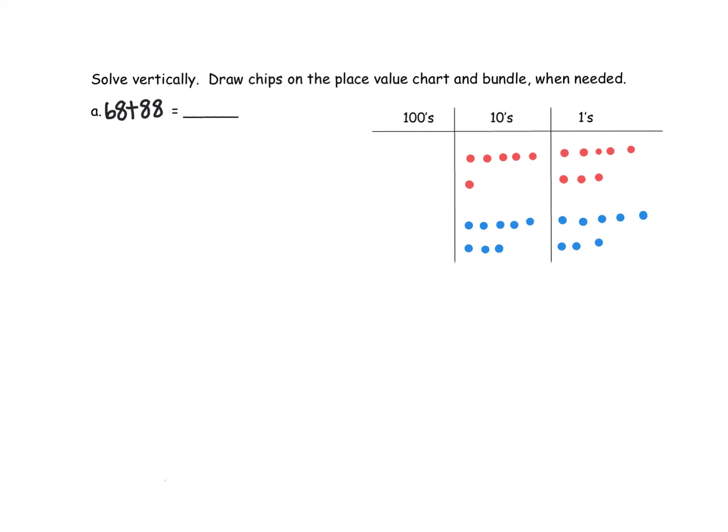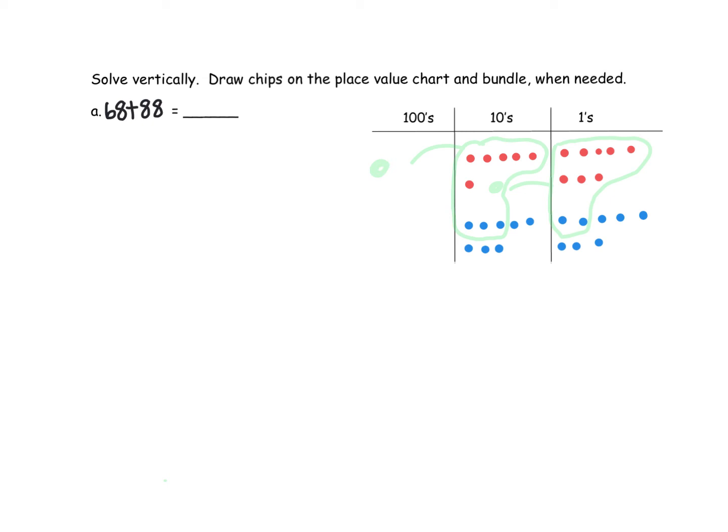Let's add this together by first bundling our ones. We know that there's more than 10 ones, so we need to take 10 of them and bundle them together and put it in our tens place. So we know that there's 8 here and we need 2 more. And this will go over into the tens place. We know that there are more than 10 dots in our tens place, which means we need to bundle it up and put it into our 100s place. So let's take 10 of our tens and move it over to our 100s.